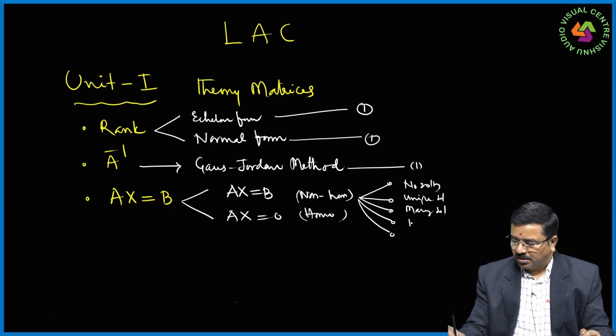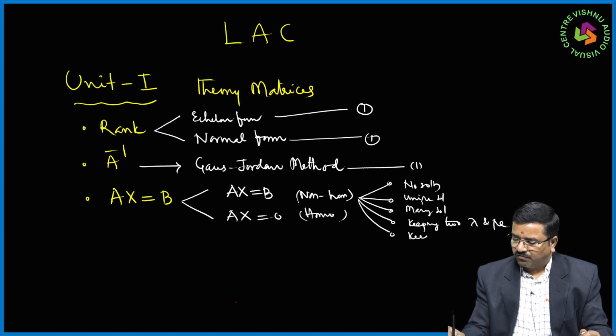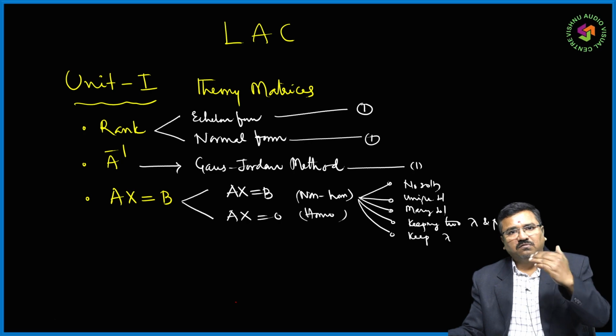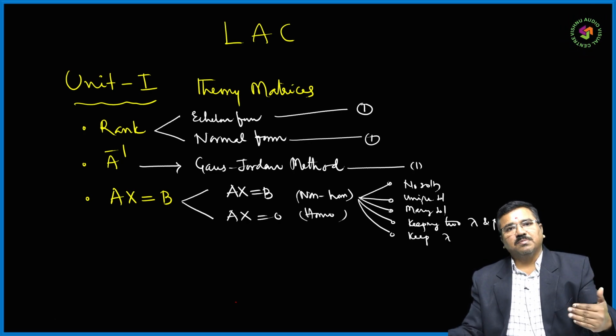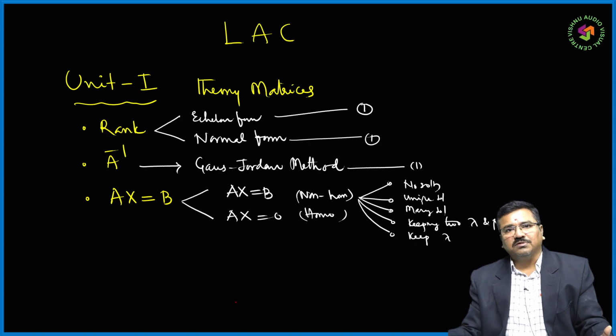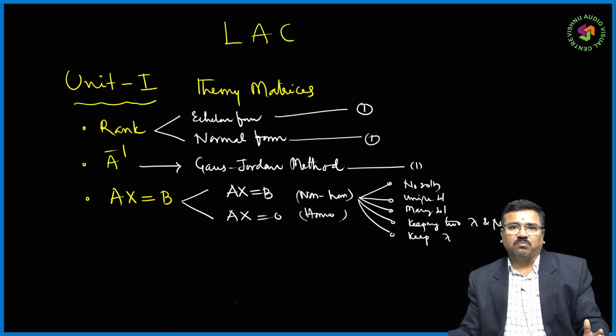So this is keeping 2 parameters, let us say lambda and mu. And for the last one, you will keep only 1 parameter. Then straight away, for what values of that parameter is the system consistent, and for what values of that parameter is the system inconsistent. So totally, in the non-homogeneous system, we have 5 different types of problems.